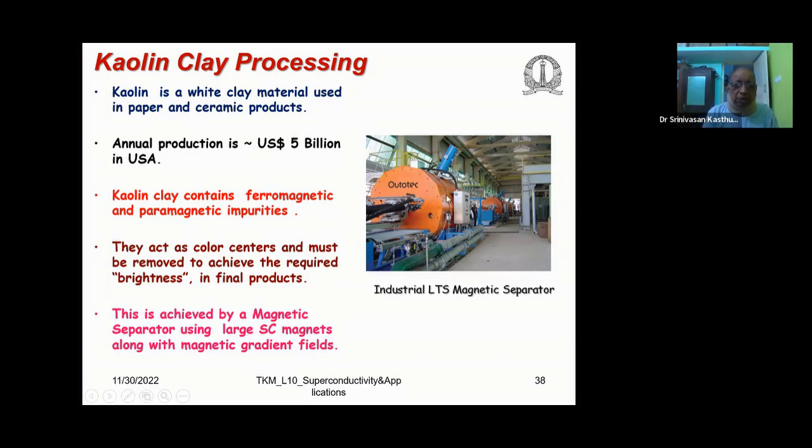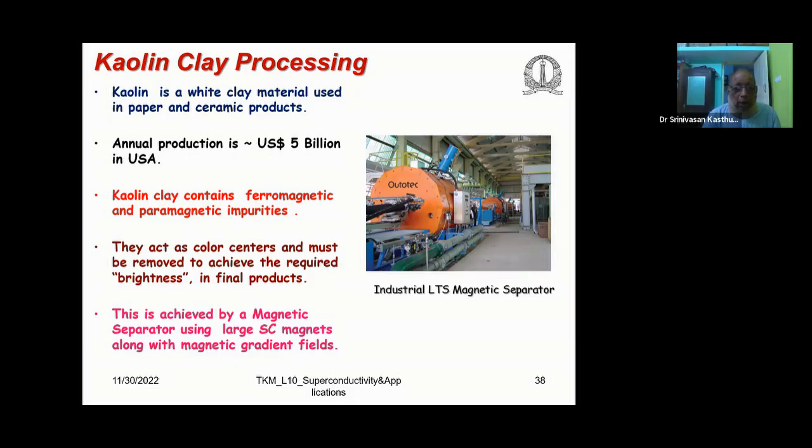Okay, this sort of system uses liquid helium. Because of the liquid helium, a superconducting magnet is inside the liquid helium, so the magnetic field is generated. You can also have gradient field magnets, and these gradient field magnets are able to separate out the so-called kaolin impurities, paramagnetic impurities, from the clay.